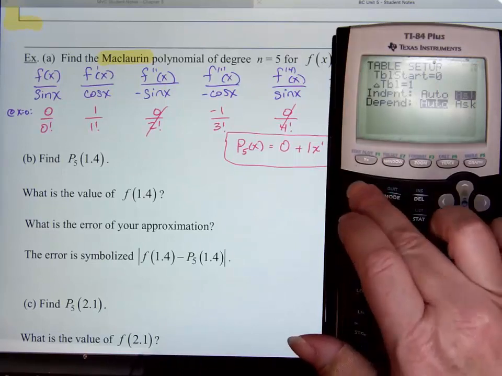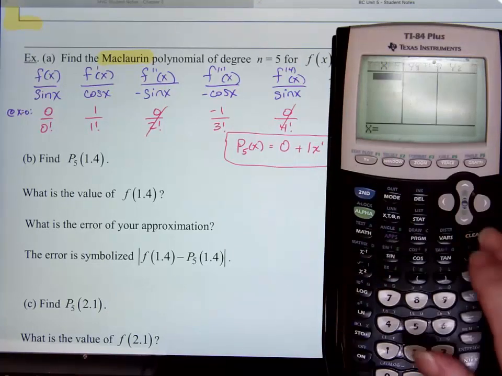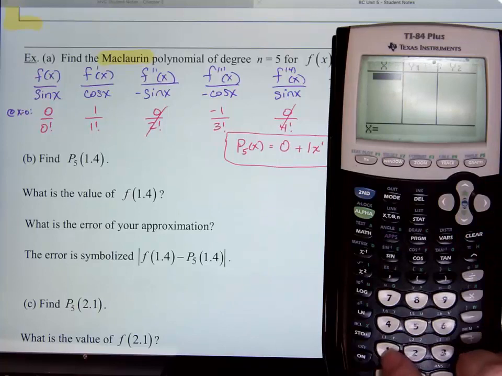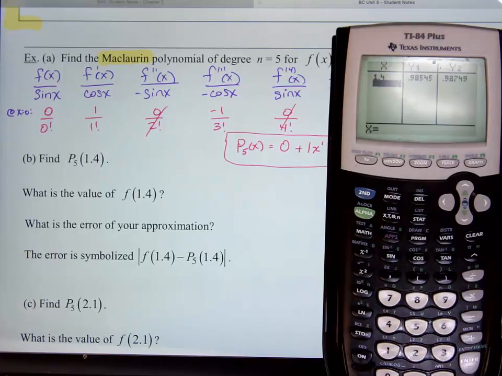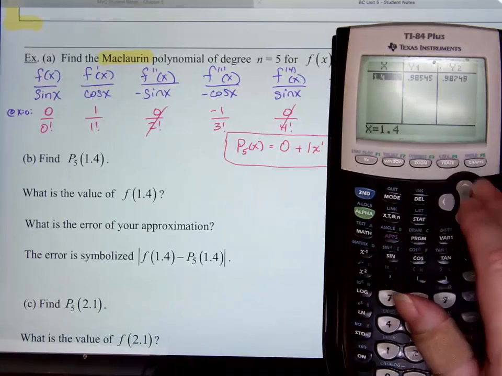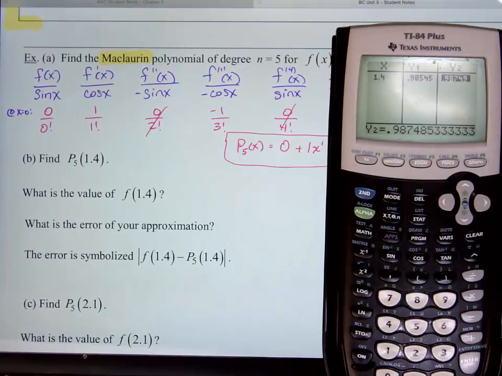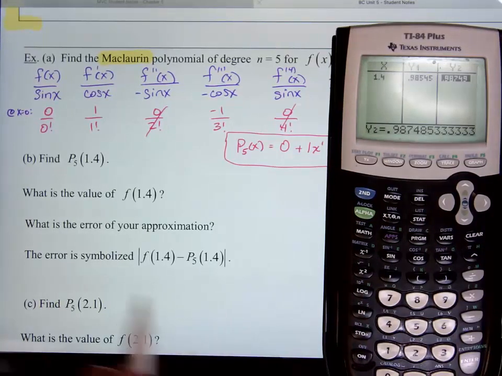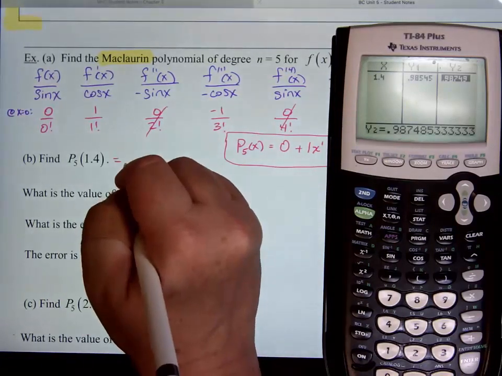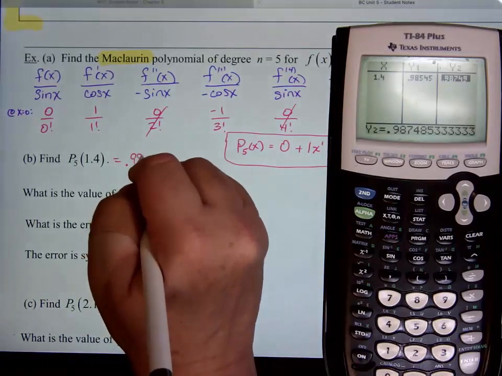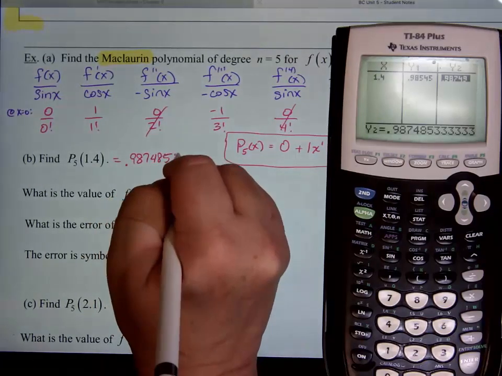And now we're going to go to the table, second and graph. They want to know what it is at 1.4, so we type in 1.4. Which column gives me the polynomial answer for 1.4? The second one. So I'm going to come up to the second one and highlight it so I can see all the decimals. Because the answers are so close, I want to go ahead and write out all the decimals. Actually, about 6 decimal places. 0.987485, repeating. That's good enough.